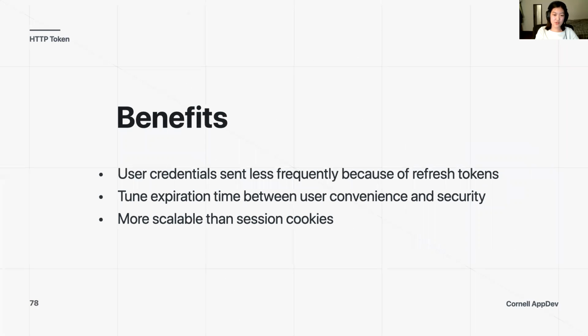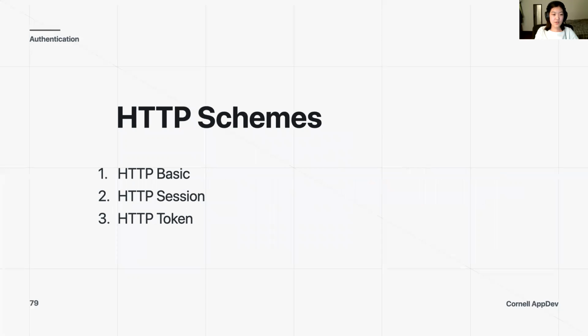So the user credentials are sent way less frequently because of the refresh tokens. Again, you can tune the expiration time if you want to. And tokens are more scalable than session cookies, again, because they're stored in our database and not in our server memory. So yeah, that's a brief explanation of authentication.